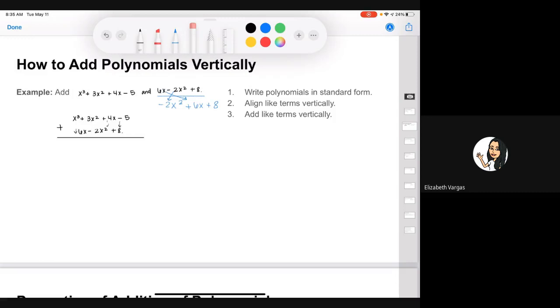So now let me rewrite that bottom expression: negative 2x squared plus 6x plus 8. What you'll notice I did there by rearranging it is that it's now easier for me to add my like terms downward, right? Because I have all my similar terms right next to each other. And so now I can just add.